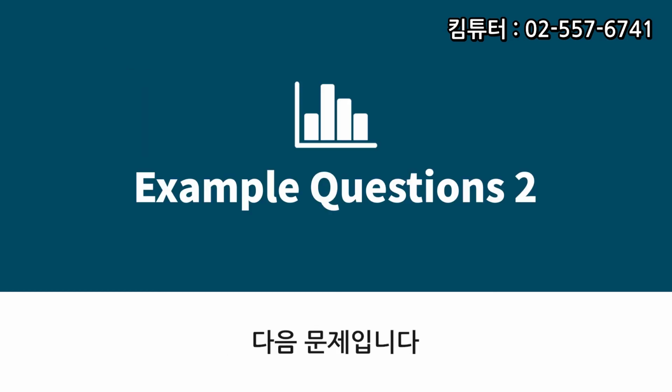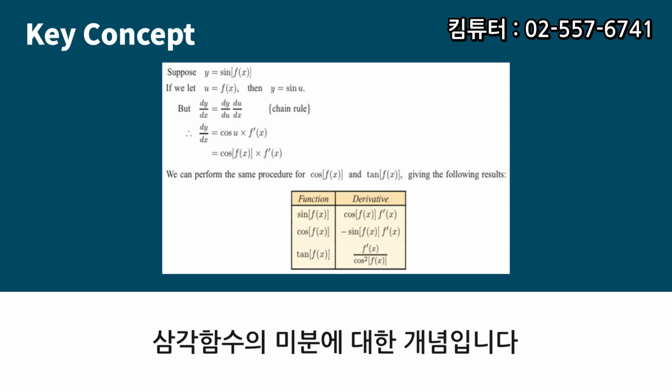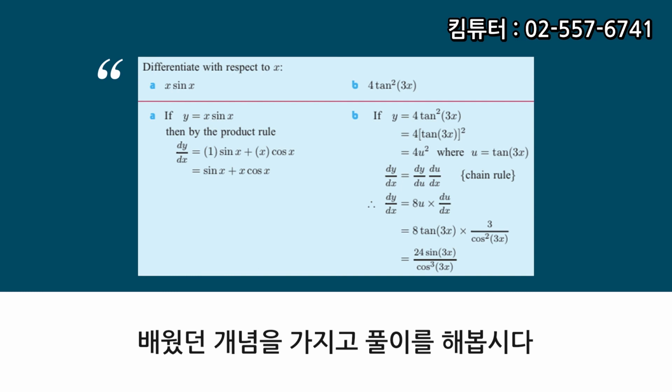Next, let's take a look at the second example question. The next key concept is about trigonometric derivatives. Suppose y equals sine of x, and using the chain rule, we are able to find cos u times f prime of x, and these are the different functions and their respective derivatives. Utilizing this key concept, let's take a look at the next question.